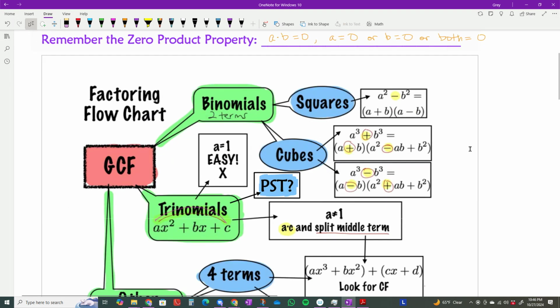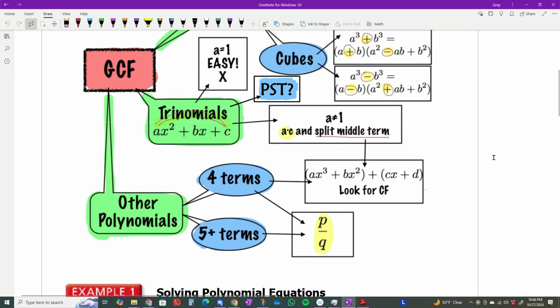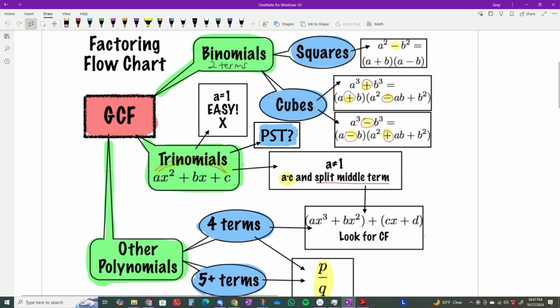So, a different formation of our factoring summary. Before it was just a straight up graphic, now a little bit more of a flow chart. Always start off with the greatest common factor. Look for how many terms. Binomials, you could have squares, difference of two squares. You could have cubes, either the sum or the difference of cubes. This is our SOAP formula I talked about last time. That's with two terms.